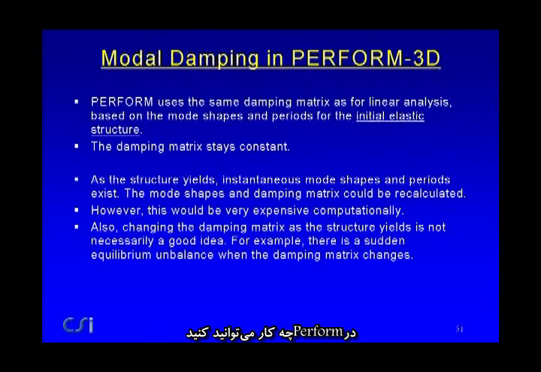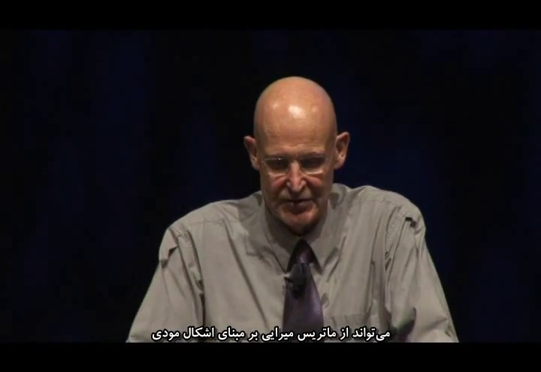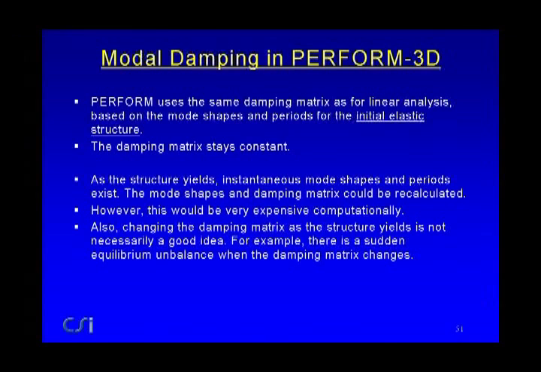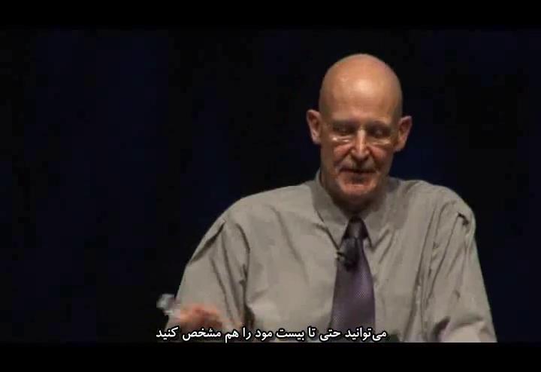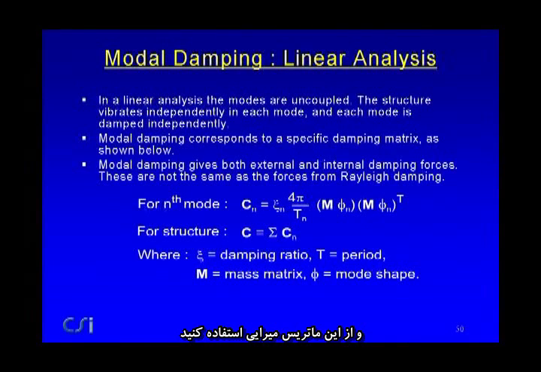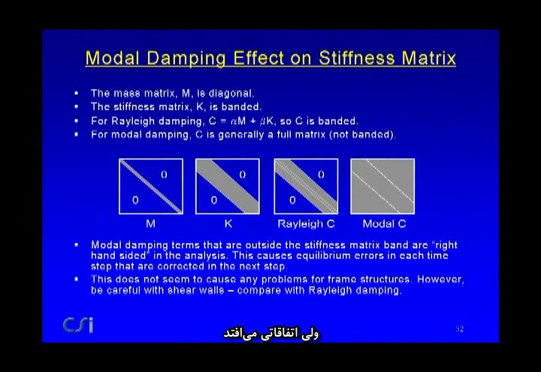What you can do in Perform is say, okay, let's use the same damping matrix that you would use if it was linear, based on the mode shapes and periods for the initial elastic structure. This damping matrix stays constant. You can specify, say, calculate 20 modes and then use 5% damping over those modes using this damping matrix. It seems to work okay. But there are some things that happen.